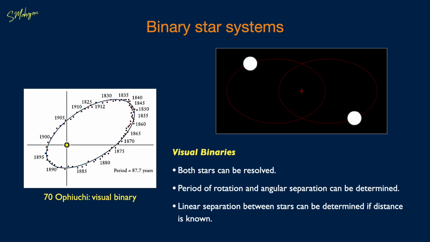Note that the stars are gravitationally bound. If two stars are just located next to one another in projection but actually distant from each other, that is, not interacting gravitationally, they are called optical doubles.